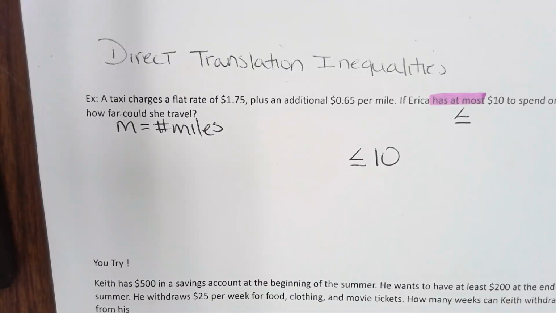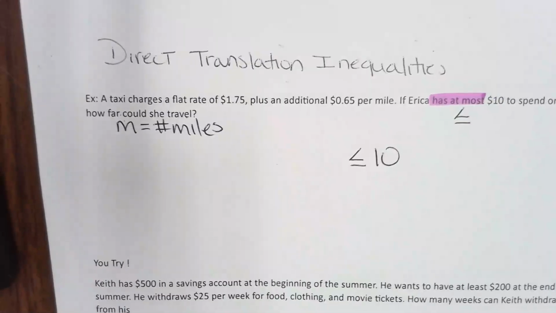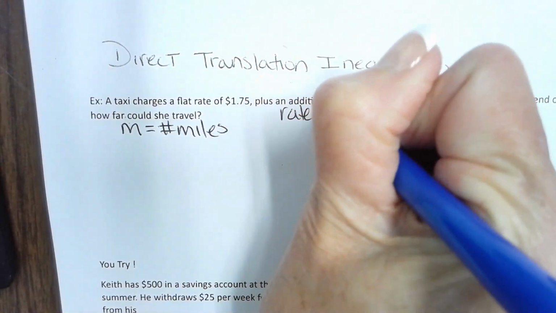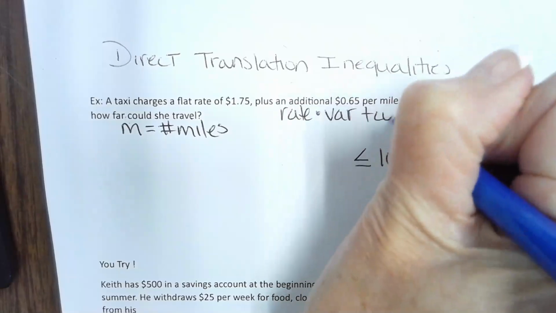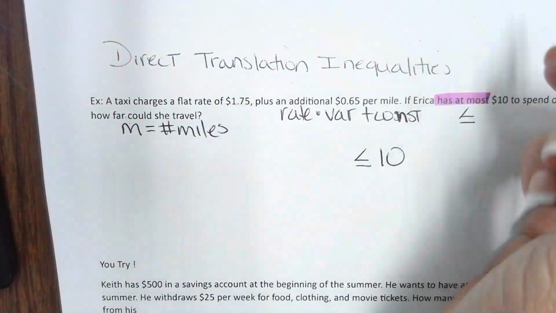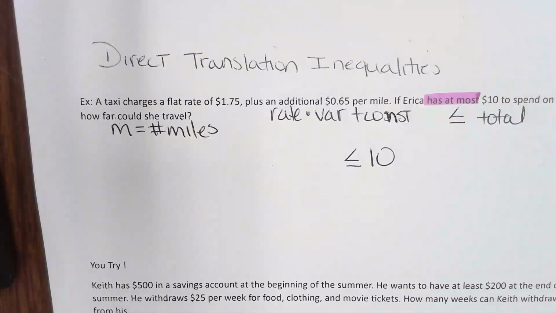So now, I've got a number up here that's going to be multiplied by the variable. It's going to go with the variable. And then I've got a number up here that's going to stand alone. Remember, rate times variable plus constant equals total, or an inequality symbol and a total. So rate and variable go together.